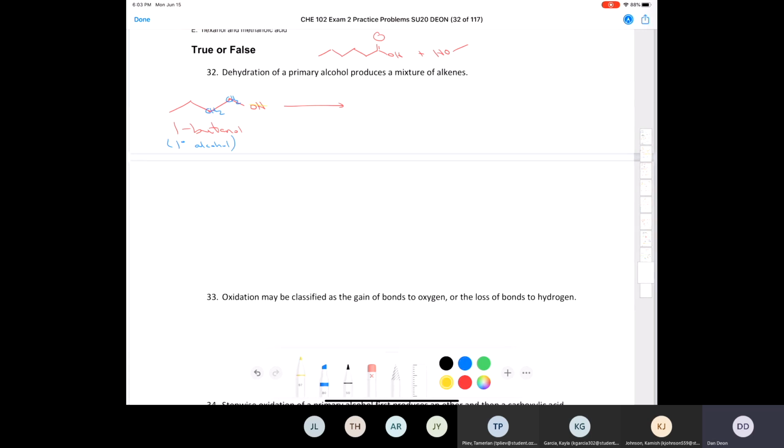You would remove H2O. So you take off one of those hydrogens and the hydroxyl, and you would end up with, in this case, 1 butene. Okay, there's only one possible product, so you will not get a mixture. No mixture possible. Okay, so the answer is false. All righty, let's keep moving.